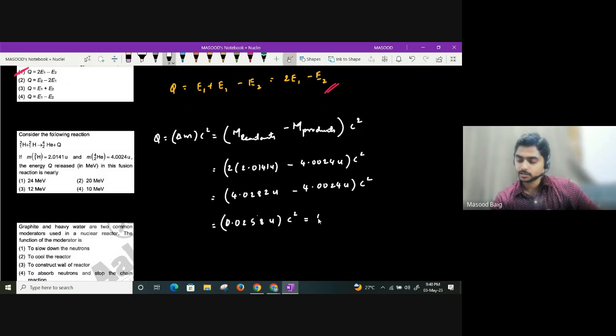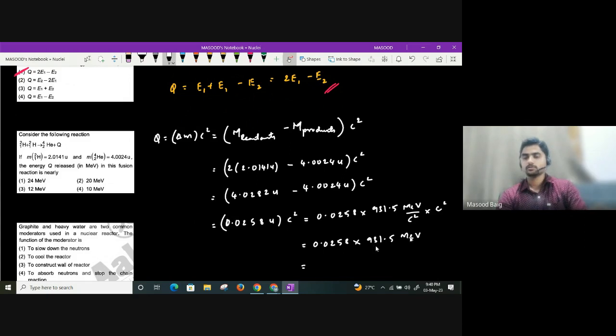So how can I write this U? Am I right, guys? I hope I am correct again in this situation. What we can write? 0.0258 U value will be given as 931.5 MeV divided by C square, again into C square we have, guys. So this will be 0.0258 into 931.5 MeV. You can just solve for this, you will get the answer again. Clear, all of you? It will be near about 20 MeV, I guess.